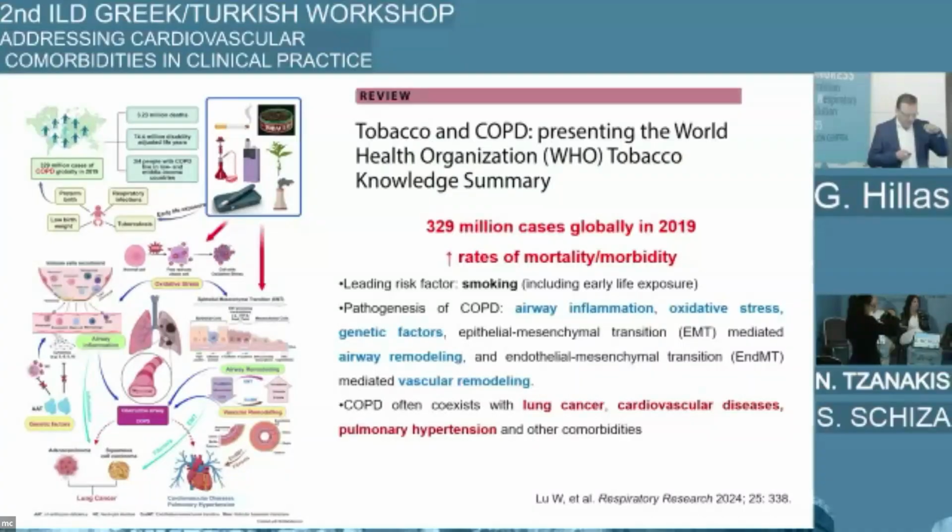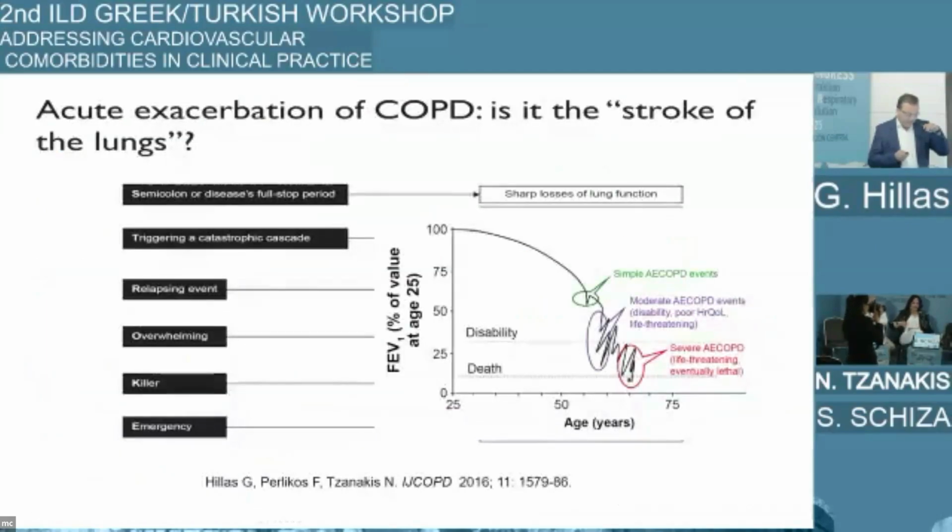I'd like to talk about addressing cardiovascular comorbidities in clinical practice, of course, in patients with COPD. As we all know, COPD is the third leading cause of death worldwide. And just before the COVID-19 pandemic, in 2019, we had 300 million cases globally with high rates of mortality and morbidity.